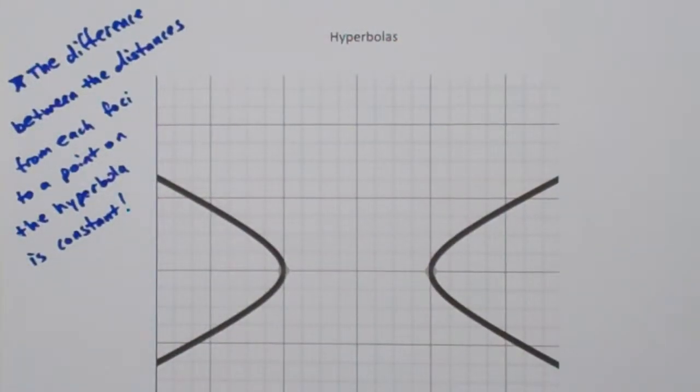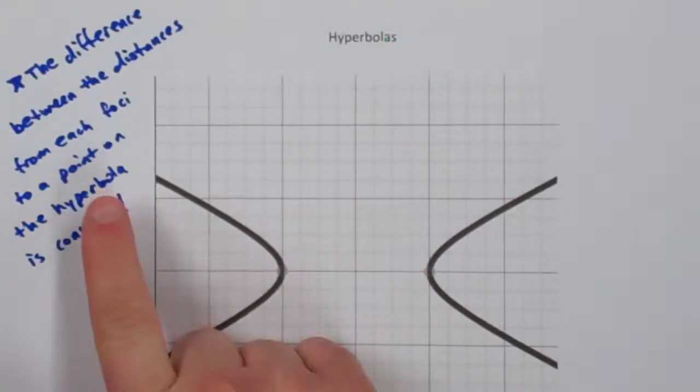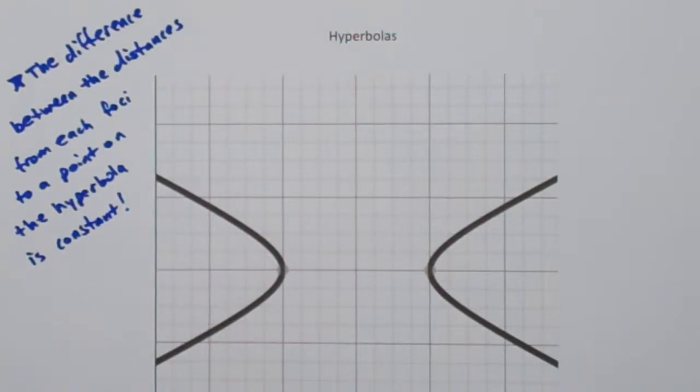In this video, we're going to be discussing the concept of a hyperbola. A basic understanding of what a hyperbola is and how the points are formed is up here on the left-hand side. And it says the difference between the distances from each foci to a point on the hyperbola is constant.